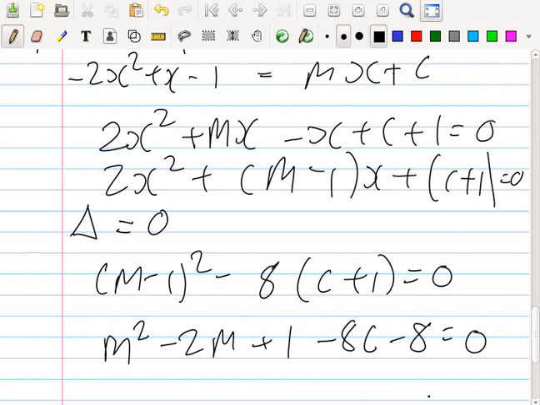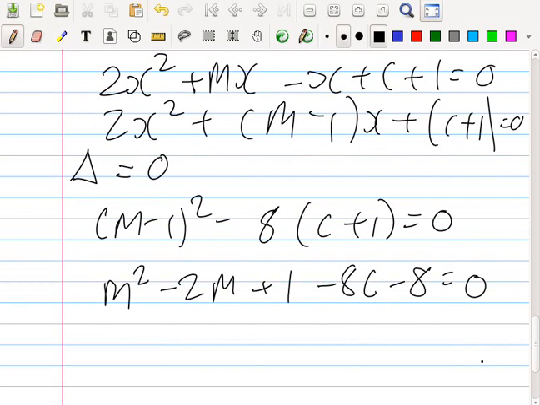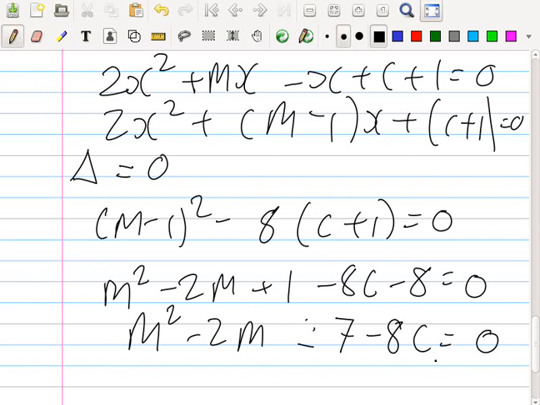Okay. Oh yeah, well I can clean that up a little bit more. M squared minus 2m, 1 minus 8, so plus... minus 7, minus 8c. Thank you. Equals 0. Now I haven't found the c yet. I need to know what the c is too.